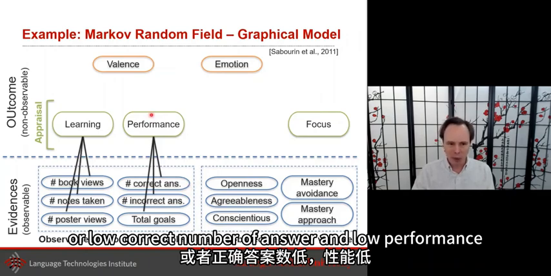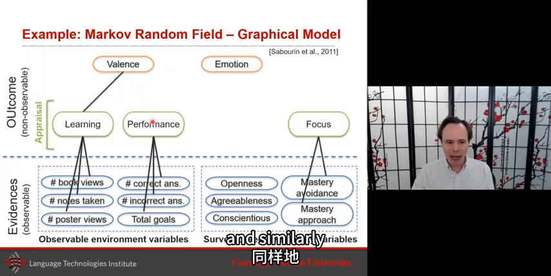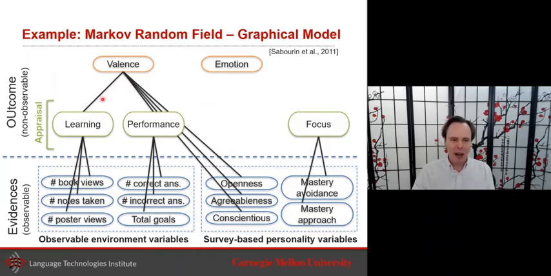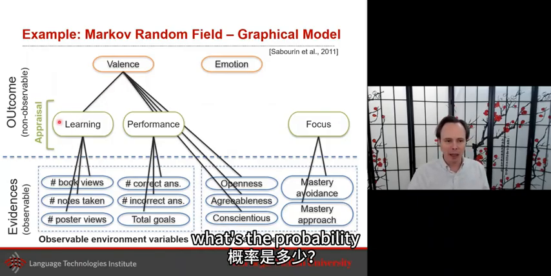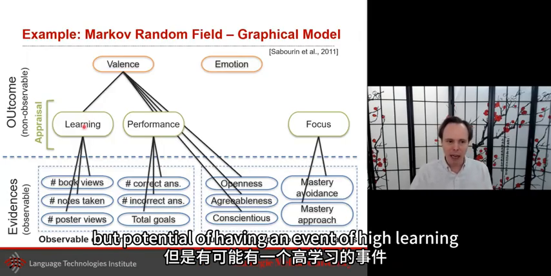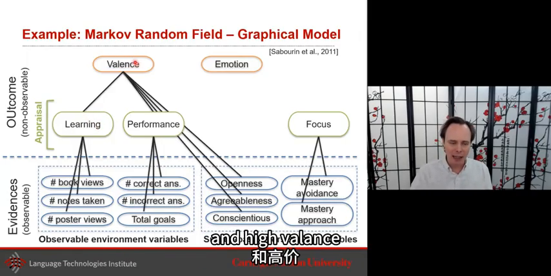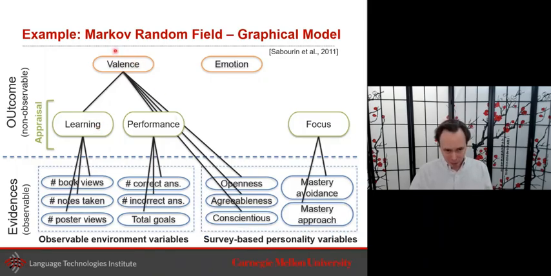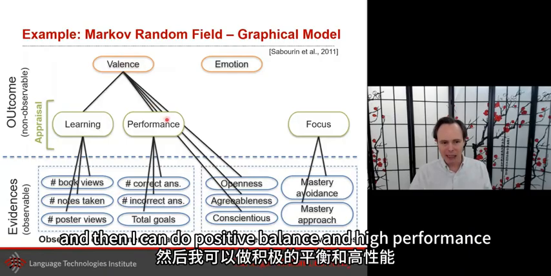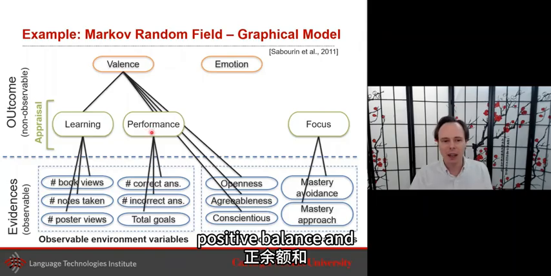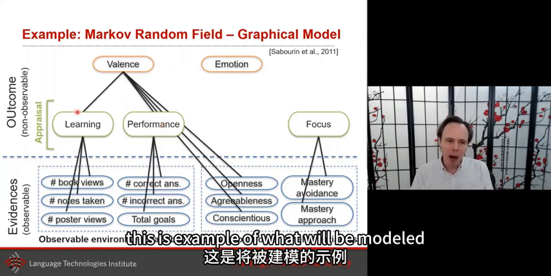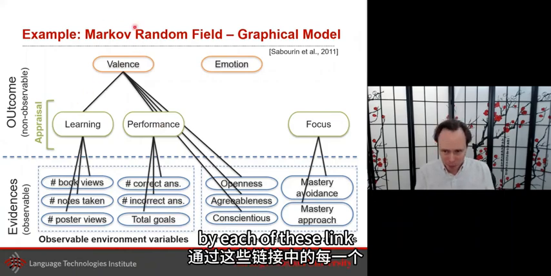And similarly for the valence, I will start by looking at high learning: what's the probability, not probability, but the potential of having an event of high learning and high or positive valence, and low learning and high positive valence. And then I can do positive valence and high performance, positive valence and low performance. This is an example of what will be modeled by each of these links.